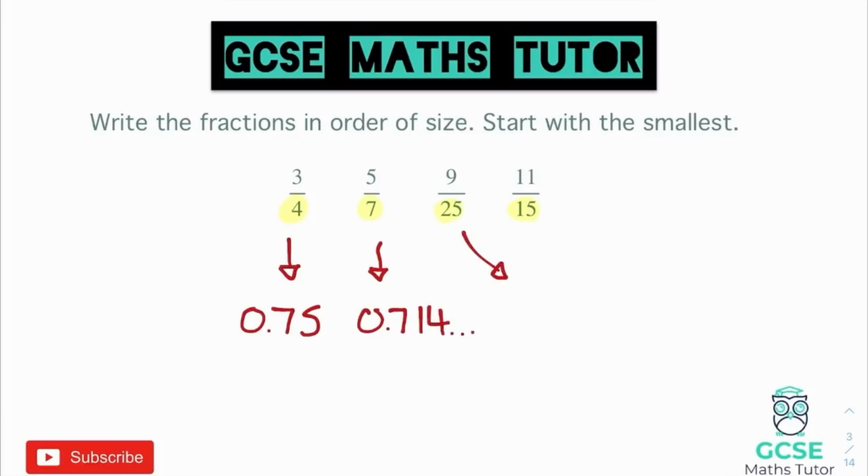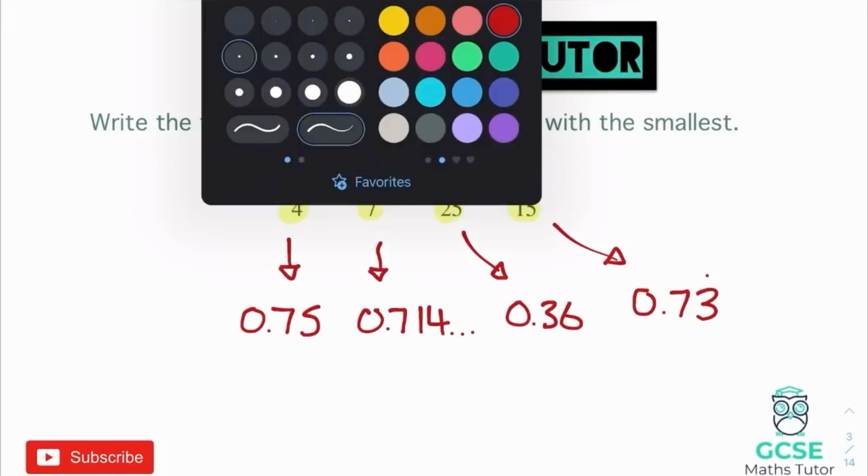For the next one, 9 divided by 25, that comes out as 0.36. And for the last one here, 11 divided by 15, that comes out as 0.73, and there's a recurring above the 3. So in regards to that second fraction that we converted, we're not going to have to go beyond the 3rd decimal place there, as we can make a comparison just by looking at them as they are at the moment.